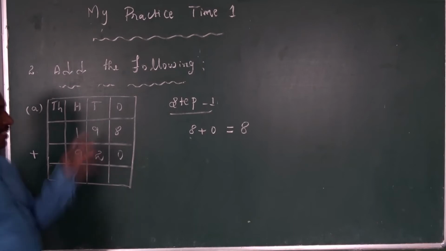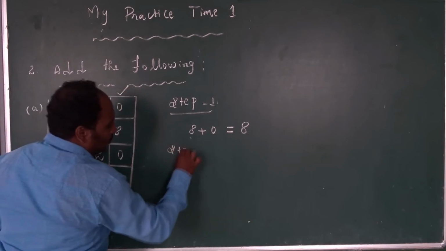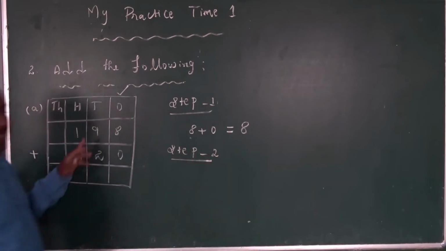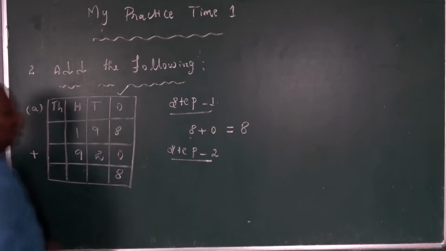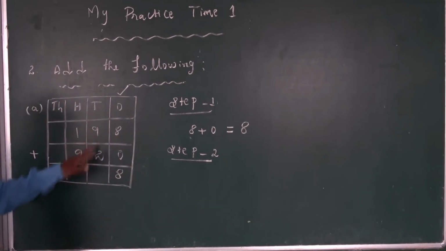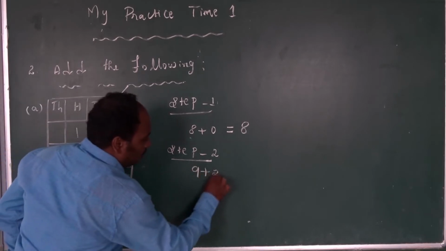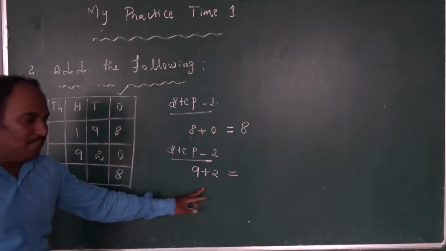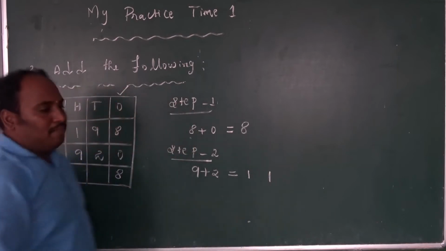The next one, we add the tens place. Step 2. Here our tens place is 9 plus 2. 9 plus 2 is equal to 11.